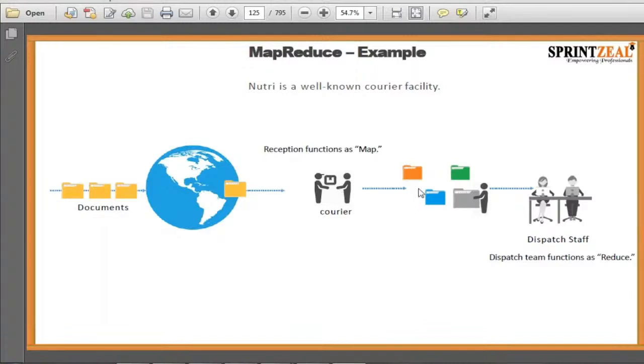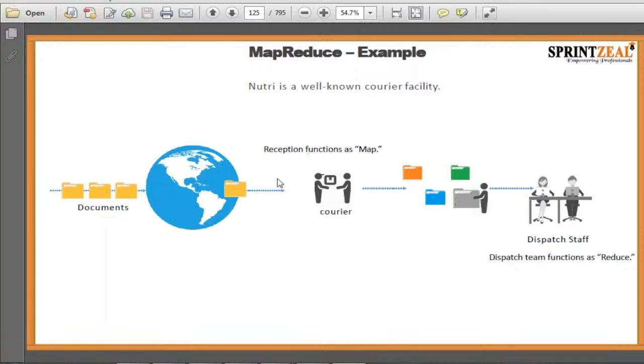So what are we doing? We are grouping the documents which need to be processed together, and the Indian bucket will be sent to the Indian airline, and the US bucket will be sent to the US airline, right? And then finally there will be a dispatch staff which will be dispatching it over there. So what did we do? We processed a lot of data in a distributed way.